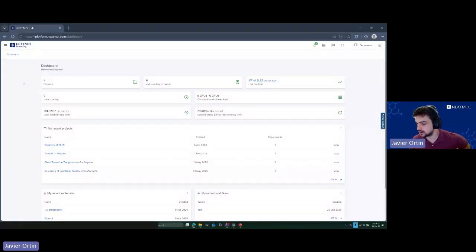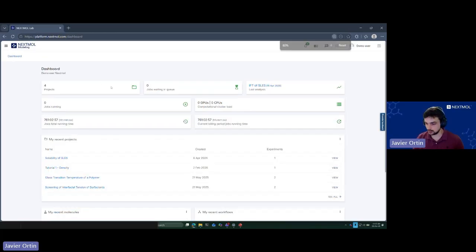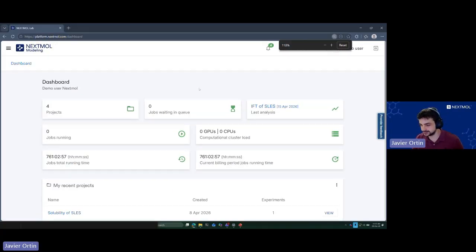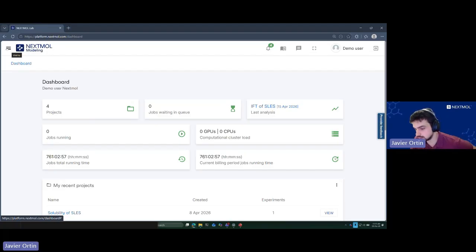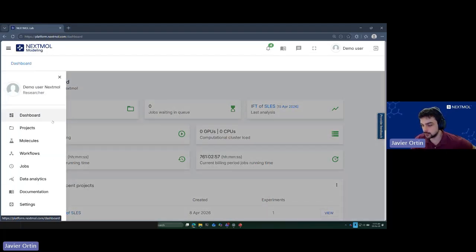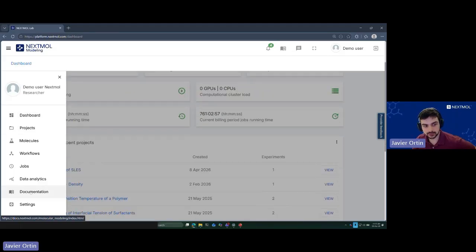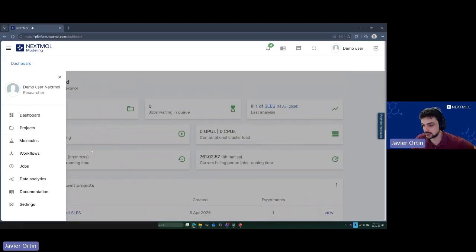Okay, thank you. So this is the main page of the Nextmol modeling platform. This is the dashboard. This is where you will see a summary of all your jobs, projects, analysis, and computational resources that are in use in your account. So this is the starting point, and let me zoom in a little bit. Then we can go to this icon and display the sidebar menu, in which we can see the different parts of the platform that we can access.